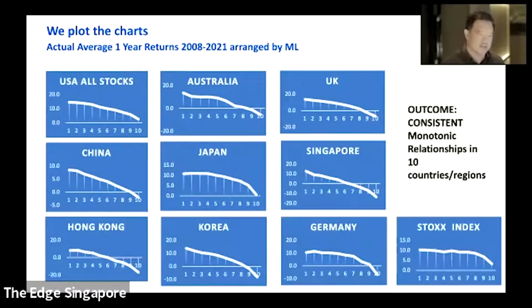Now, the thing is that this is what we see, right? When you plot the chart, when you see this, you must be convinced. The only conclusion is that our machine learning works because you see a monotonic relation in all the 10 countries and region. And it's not a perfect line. If it's a perfect line, I'll be worried. That means there's something wrong with our model. It's too perfect. But you see a consistent descending curve in all the markets. And it's beyond a reasonable doubt that our machine learning works.